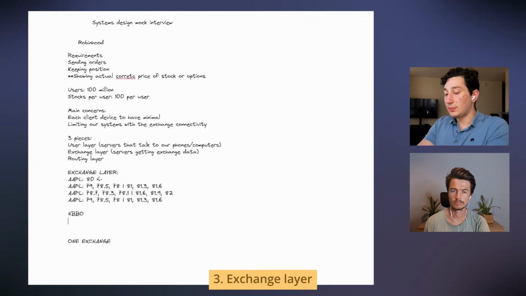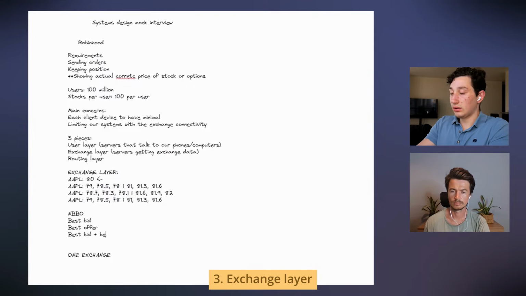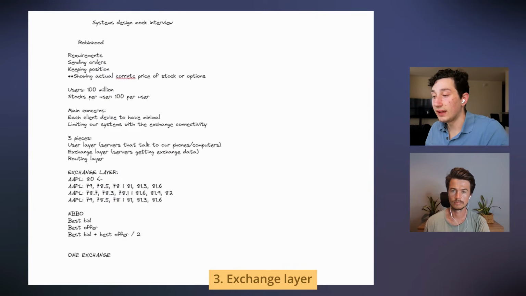The NBBO is basically the best bid, which is the best thing on the left side here, the best price that people are willing to buy for, that no one else is willing to sell for, and then also the best offer. And in my mind, what I'd like to do is return to users the best bid plus the best offer divided by 2. Do you think that seems generally reasonable? Yeah, I think that's okay.